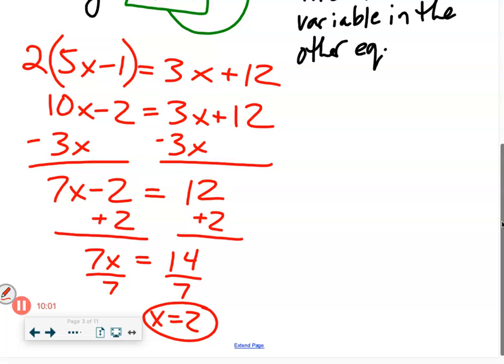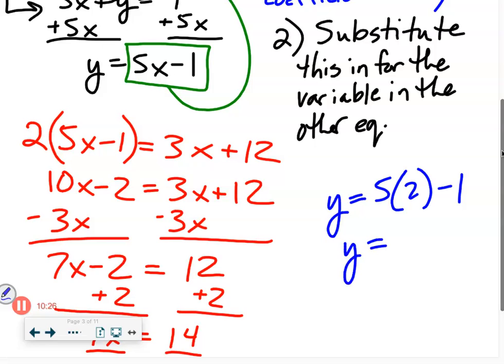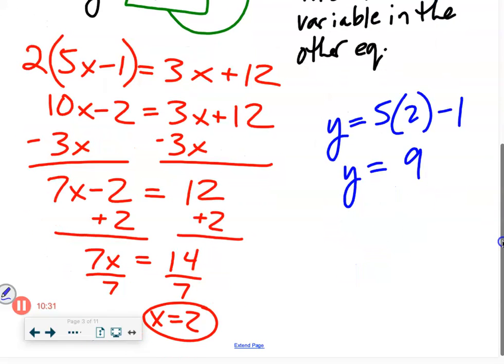No? You do it. What do I need to do? I need the y. All right. So because your answer has to be an ordered pair, it's a point where they cross, right? So how do I find y? I'm going to plug the 2 in right here. So my y equals 5 times 2 minus 1. So what's my y? 9. So I got x equals 2, I got y equals 9.